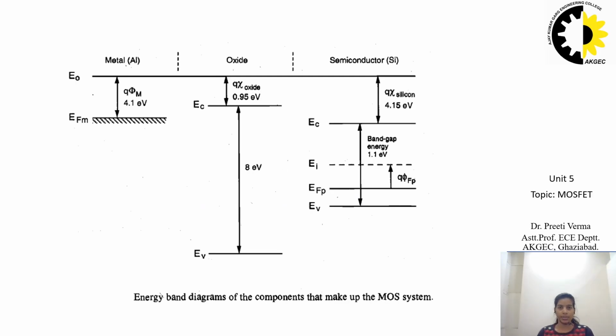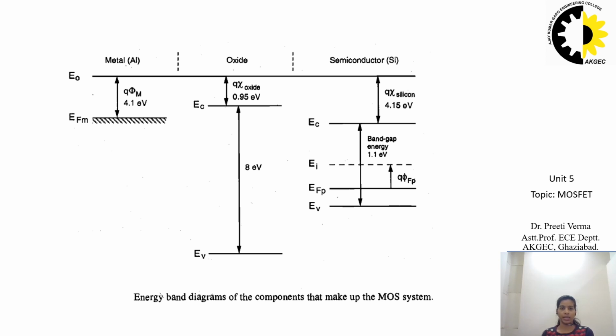This is the energy band diagram of the components that make up a MOS system. In the center we have oxide. On the left side we have metal, that could be any metal; aluminum is taken for making the gate layer. On the right-hand side we have a semiconductor.